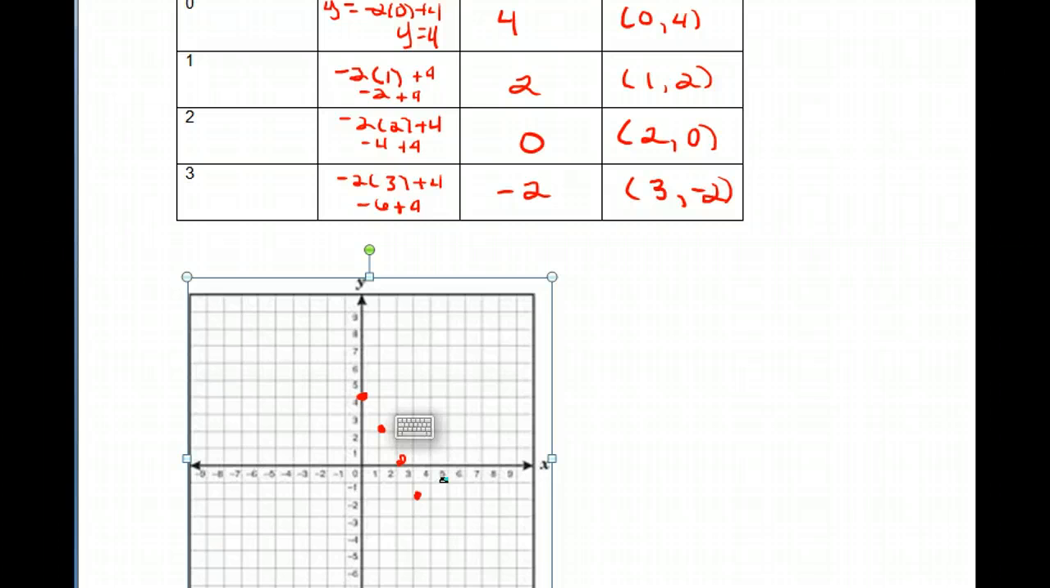Our points should all line up in a straight line. If they don't form that straight line, then we've done something wrong. Once we get everything graphed, you just simply want to draw a line through it with arrowheads on each end of your line to show that it goes on infinitely in both directions.